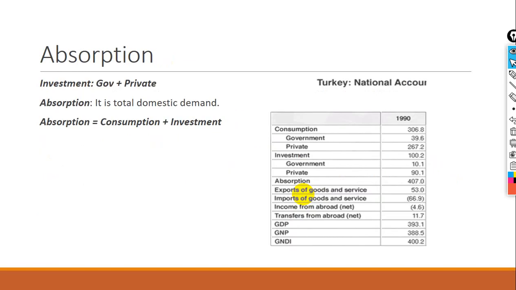The same with respect to investment. Investment consists of two main parts, government plus private investment. The summation is total investment. Here's an example. Consumption by government is 39.6, while by the private sector it's 267.2. So we add them together to find the value of total consumption, which is 306.8.